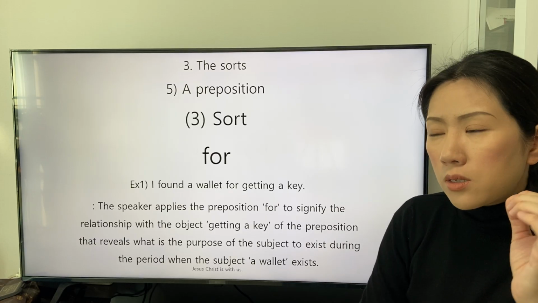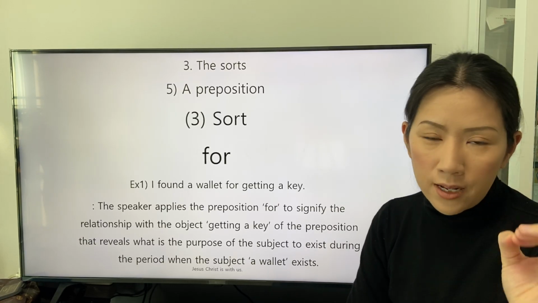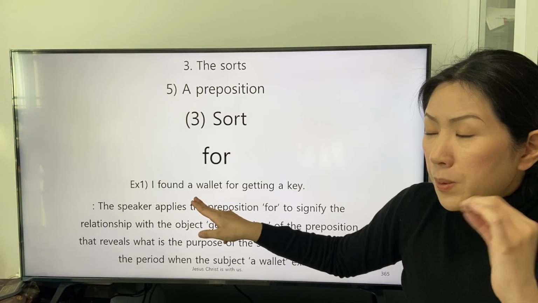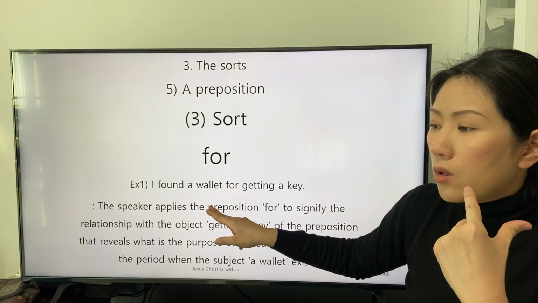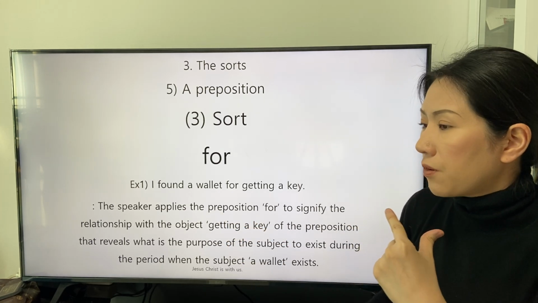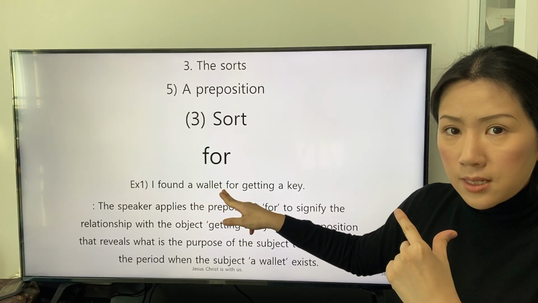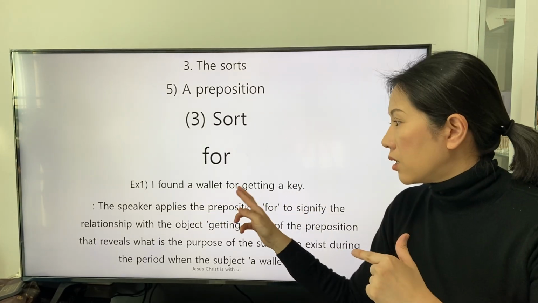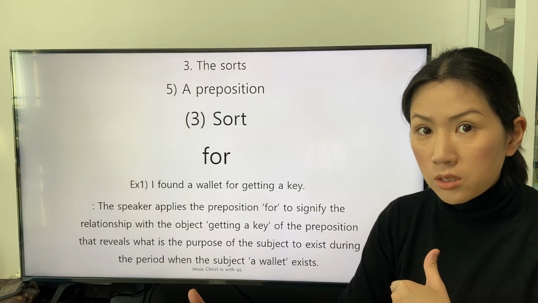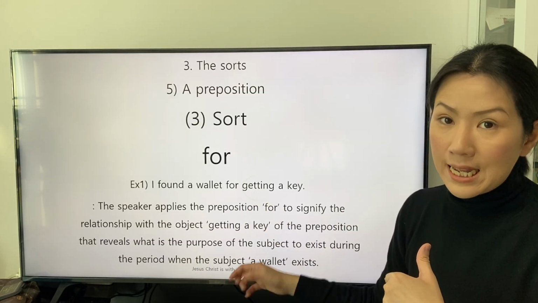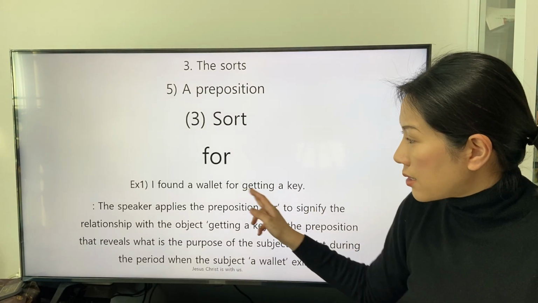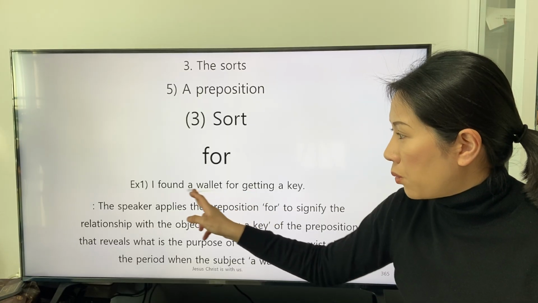The speaker focuses on the usage of a wallet as the subject. The speaker describes the purpose of the existence for the subject, a wallet, as the lasting action indicated by the gerund getting. At the same time, when the subject a wallet exists.